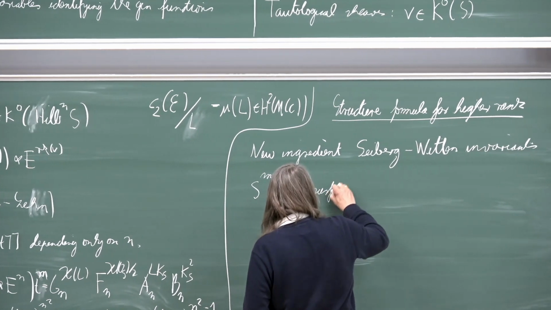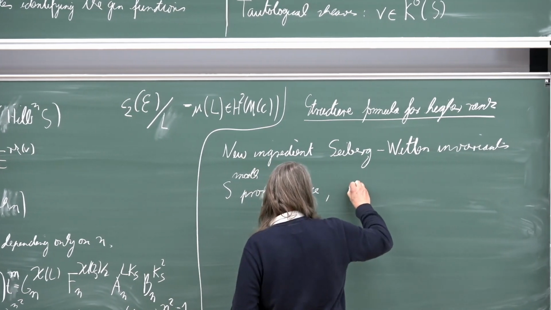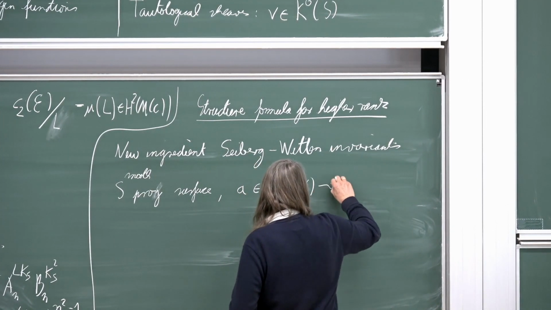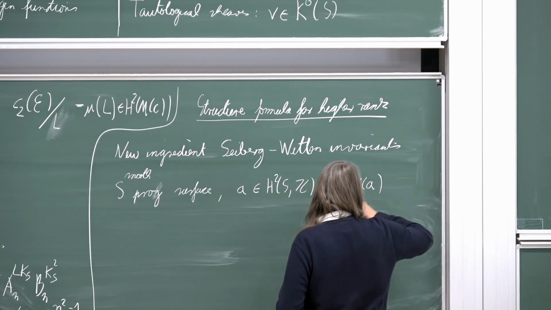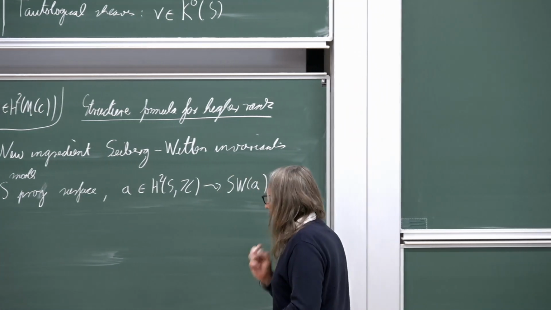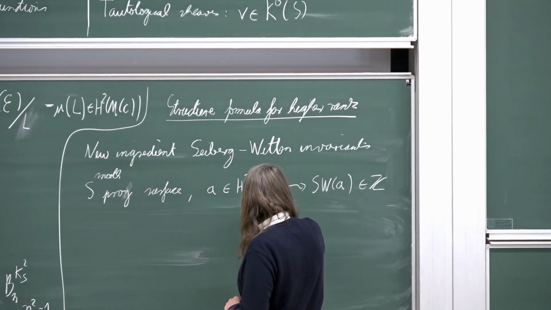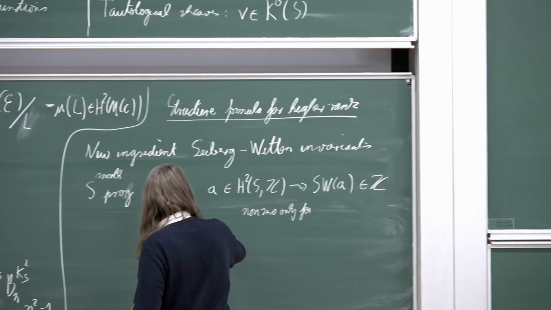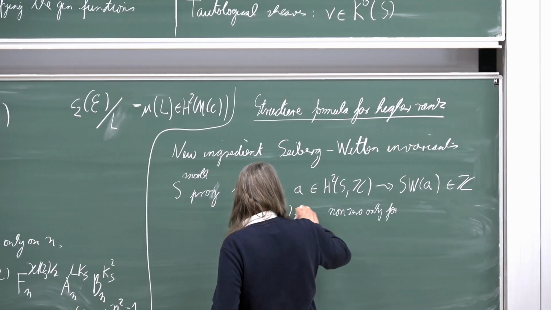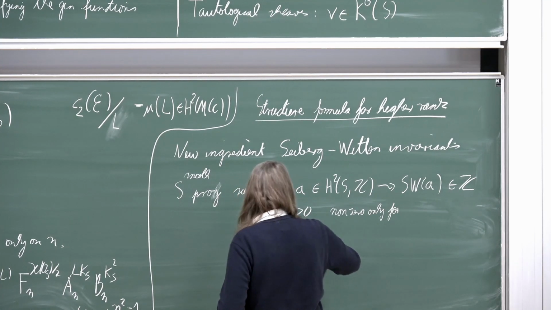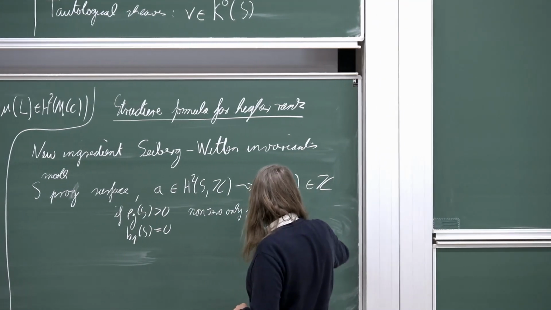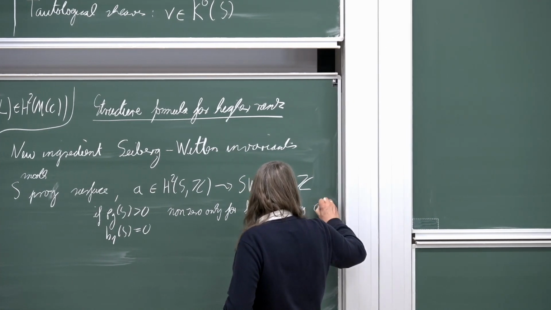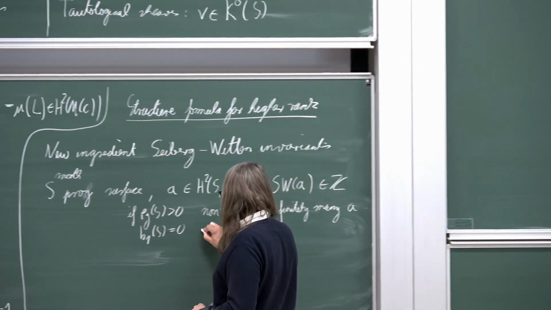And so for any class A in the second cohomology of S, I can associate the Seiberg-Witten invariant of A, which is some integer. And this will be non-zero only for finitely many A. So say if p_g of S is bigger than 0 and q of S is equal to 0, which are the conditions we have, these are non-zero only for finitely many classes, which are called the Seiberg-Witten classes.